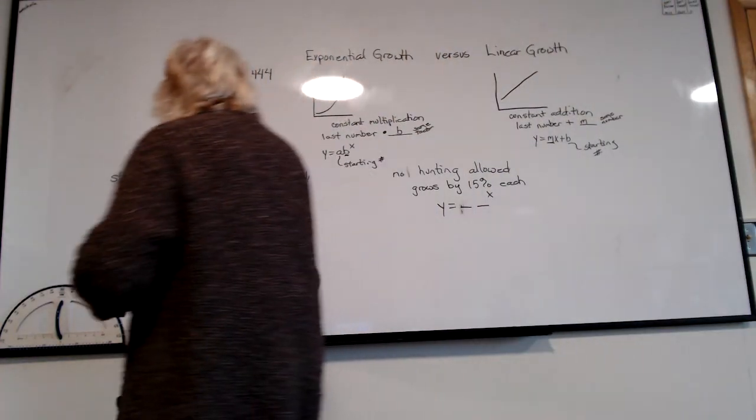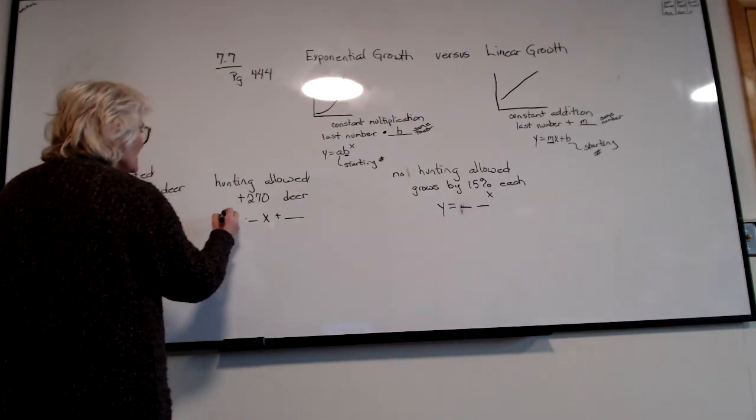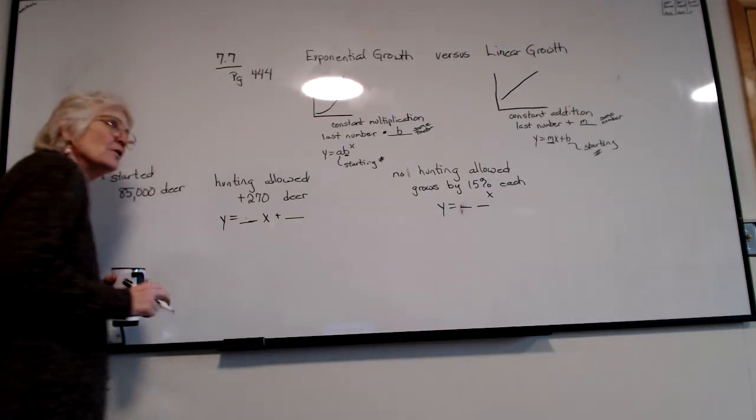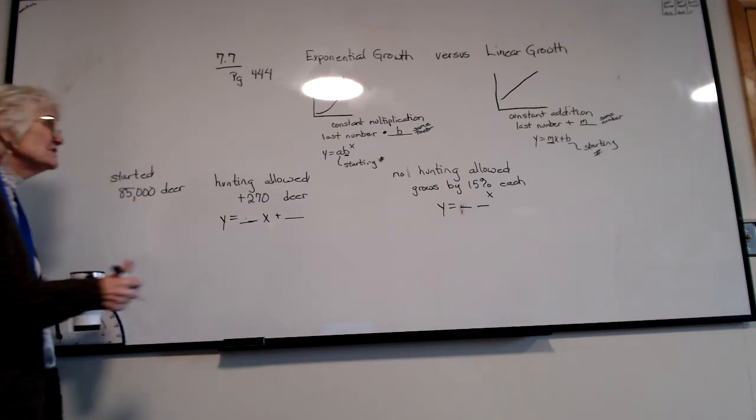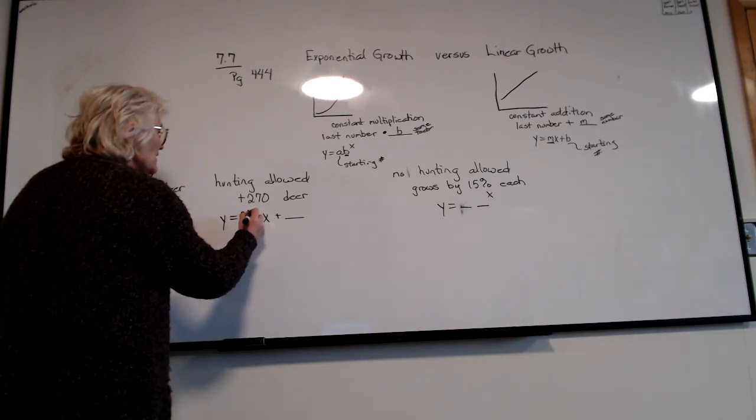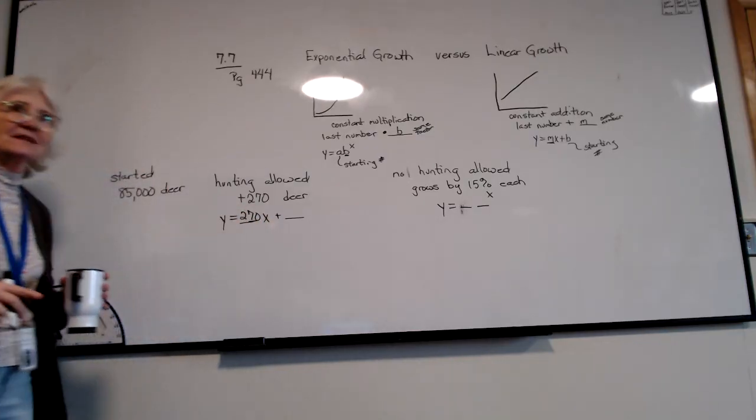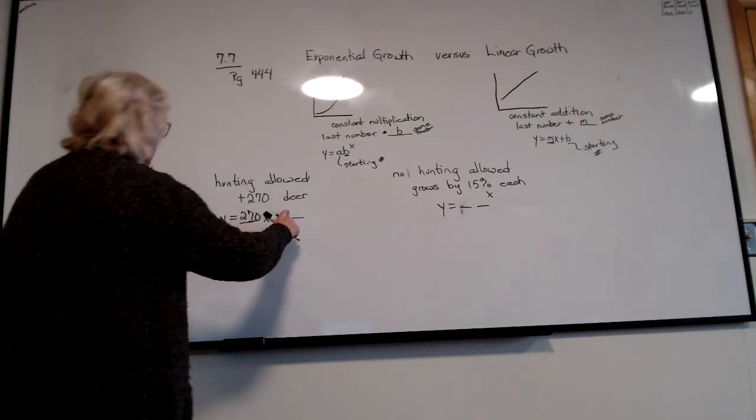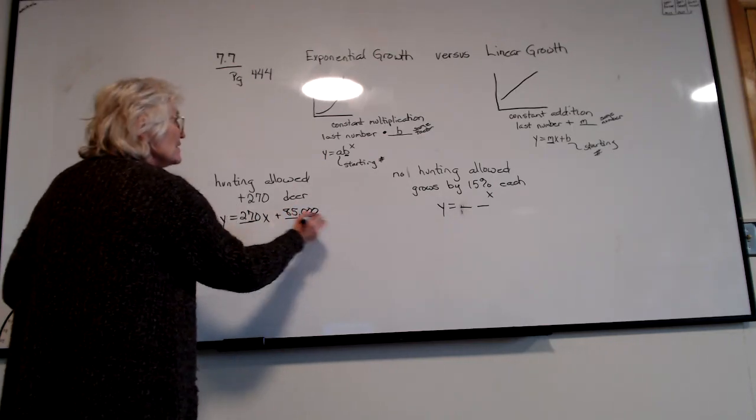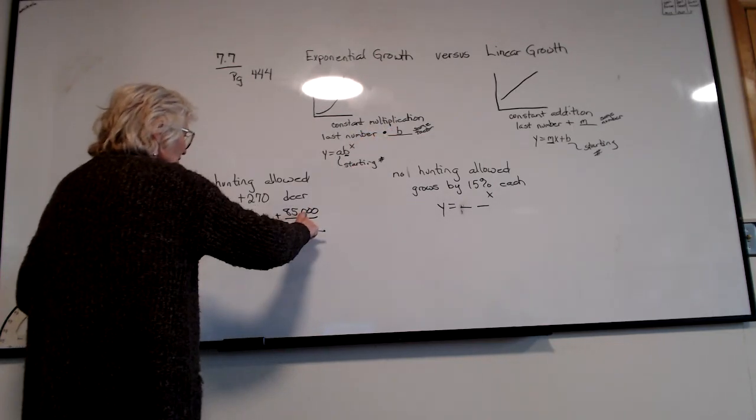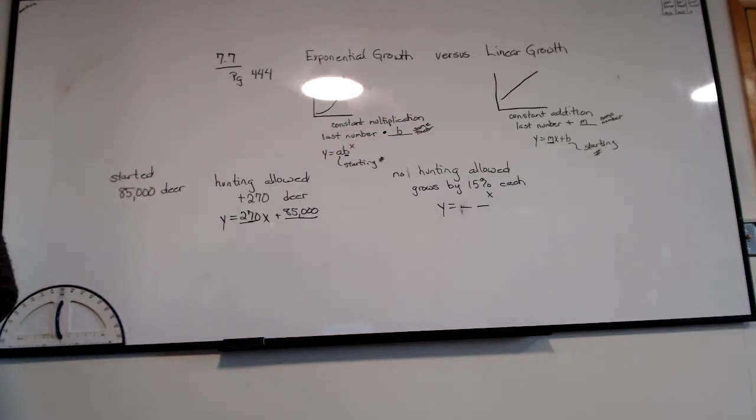Okay, so it looks like we're doing pretty good. So the constant increase here, what is the slope of this line? 270, because that's how much we're adding every year. We started out with 85,000, because my beginning number goes here. How much we're increasing each year is here.